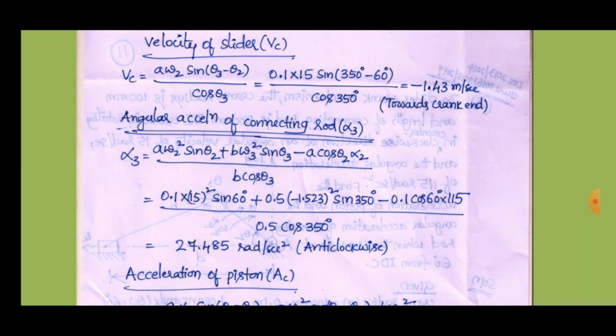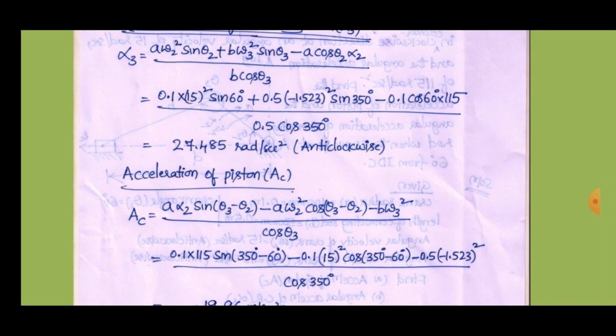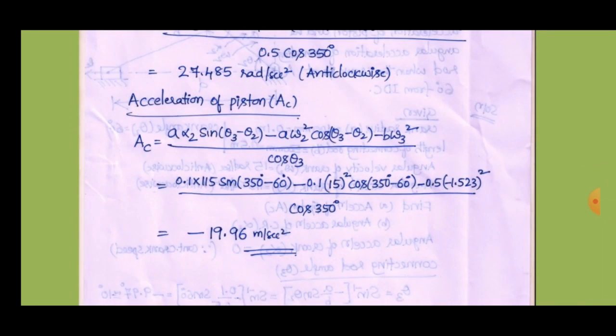Then after finding angular acceleration of connecting rod, calculate the linear acceleration of piston, or simply acceleration of piston, AC. Now AC is equal to, write down the formula. Once again here also there is alpha 2. Instead of cancelling the term, you have to consider and substitute the given value. Substituting all the known values, I get acceleration equal to minus 19.96 meters per second square. So this is the way for the last problem.